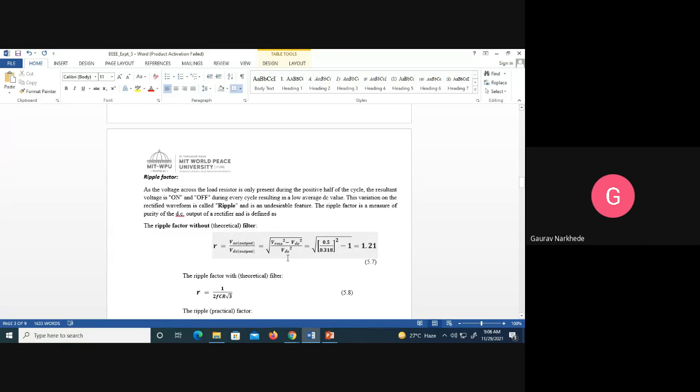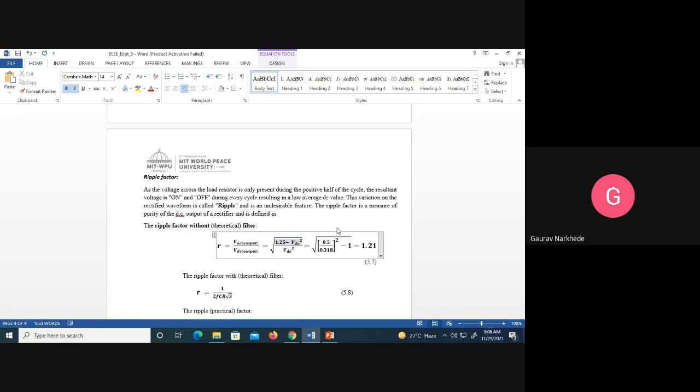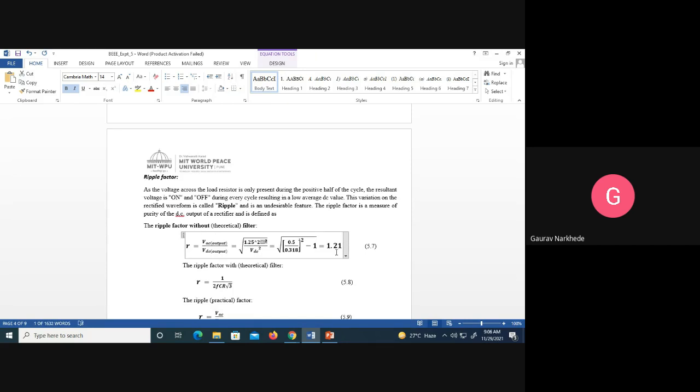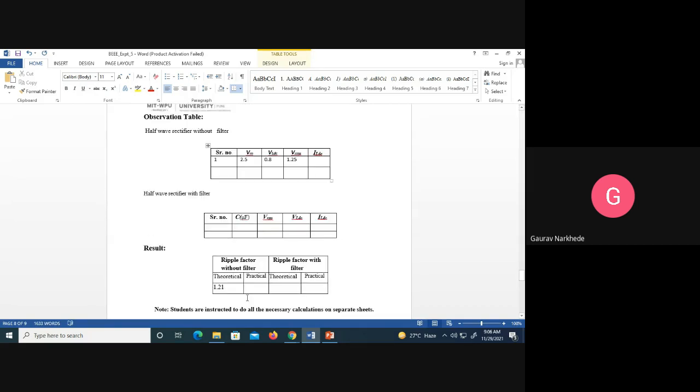Take its root, then what will come? Tell me. Sorry, this will be 1.25 square. And this VLDC is what? Okay, can you calculate it? Just calculate and tell me what value is coming. That value you have to write here.